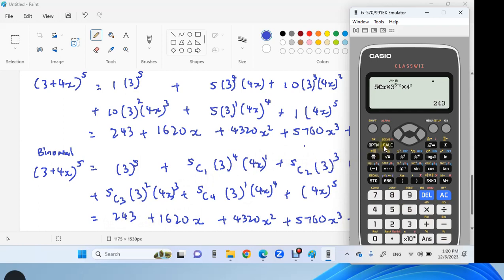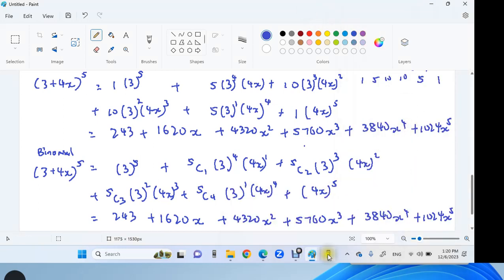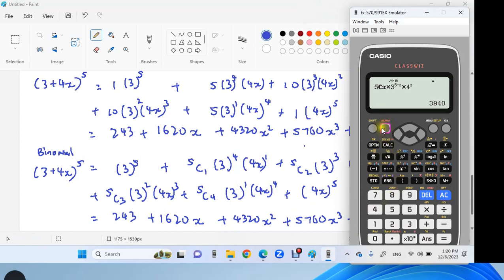And I press CALC again, I put in 1, then after we substitute 1 here, it will become 1620. And I substitute again with 2, it will return 4320. And CALC, I substitute with 3, 5760. And I substitute with 4, it will become 3840. And I substitute with 5, okay, just now I calculated 5, then it will have 1024. So even I can do something like this, it is more powerful.